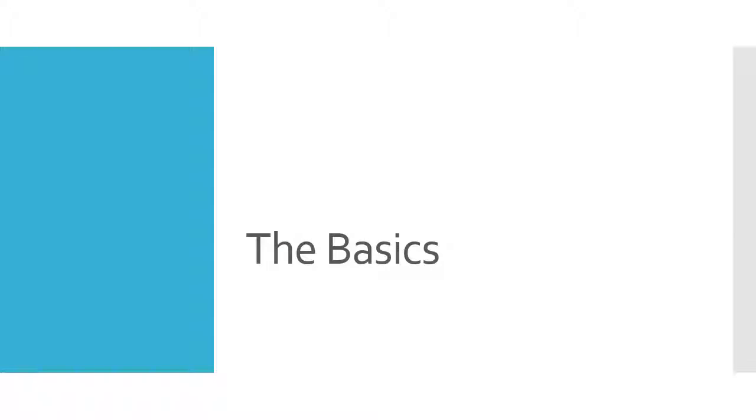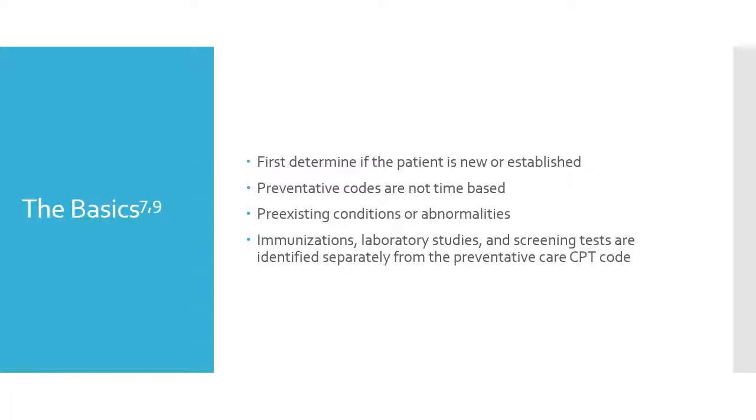First, let's review the basics. Step one is to determine if the patient is new or established. Next, during your exam, if you note an abnormality or address a pre-existing condition, then you would code for both the preventative care plus the code for the appropriate office visit. This means you would use the annual wellness CPT code plus your 99213 code.